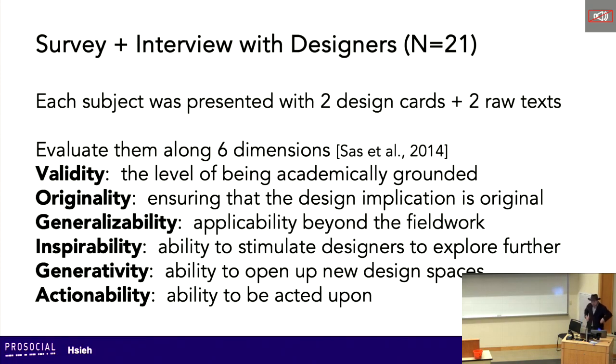So what we did is we recruited designers and we surveyed and interviewed them. We recruited about 21 of them. Each of the participants was presented with 2 design cards and also 2 raw texts from the papers. These papers have design implication sections. We show them the design card and the raw text, with the order randomized. For each of these, we asked them to evaluate along the 6 dimensions that I talked about previously: validity, originality, generalizability, inspirability, generativity, and actionability.